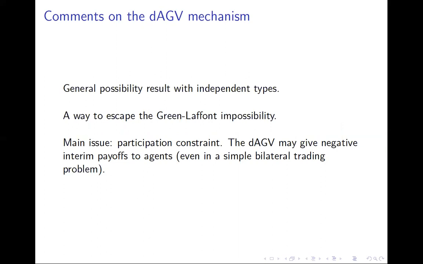That's where more interesting questions start occurring. The dAGV mechanism doesn't satisfy interim individual rationality. So what is the best mechanism, quote unquote best mechanism? We can satisfy BIC, budget balance and efficiency, but can we relax some of it and satisfy interim individual rationality? What is the best mechanism to do it, and so on? Those are very hard questions. There hasn't been any satisfactory resolution to these kinds of questions.